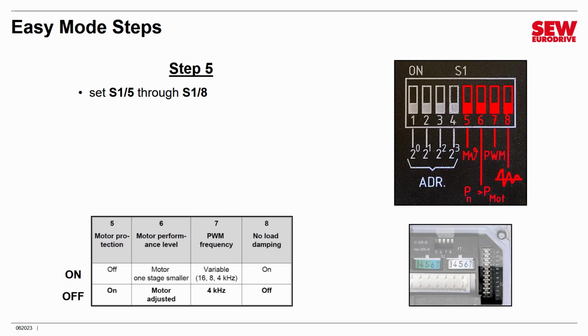Now we set the other 4 switches on the S1 bank, switches 5, 6, 7, and 8. These individually enable or disable various features. Tables in the MOVIMOT manual, which I'm showing below, will show you what these switches do and also the default settings. The default settings are boldface. Let's take the first one here as an example. We're going to look at switch number 5.